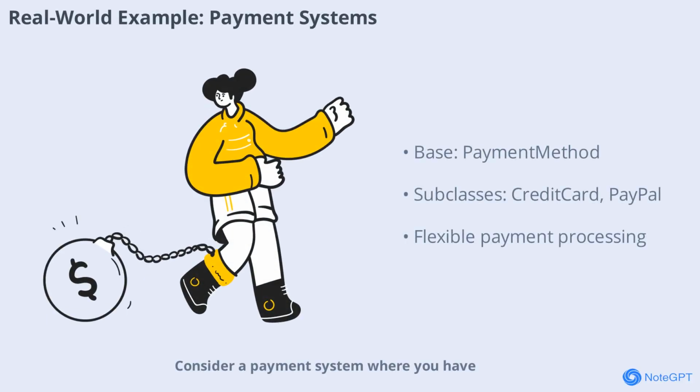Consider a payment system where you have a base class payment method and subclasses like credit card, PayPal, and bank transfer. Each subclass implements a process payment method differently. By using polymorphism, you can process payments without worrying about the specific type of payment method, making your code cleaner and more adaptable to new payment options.